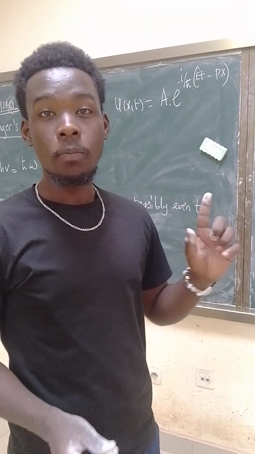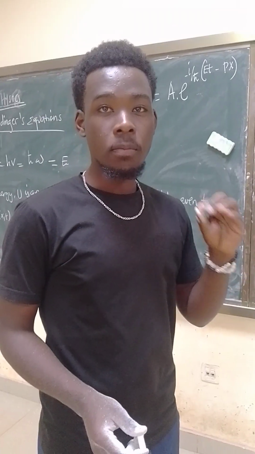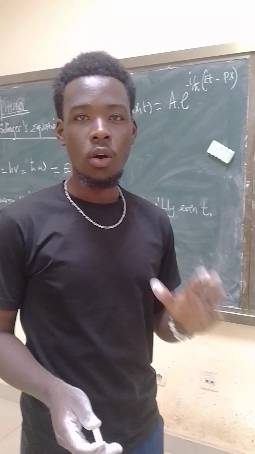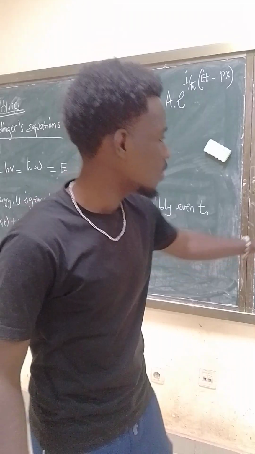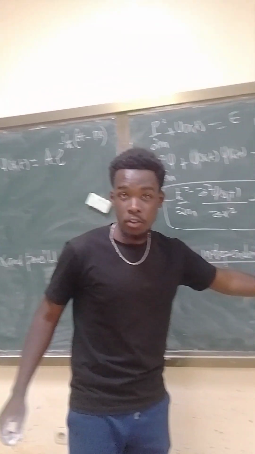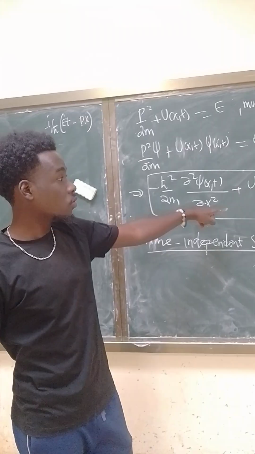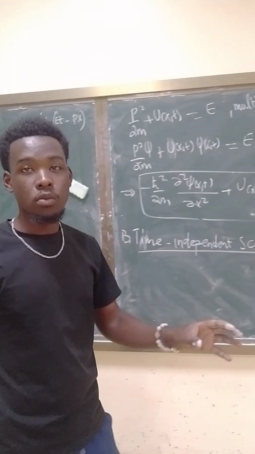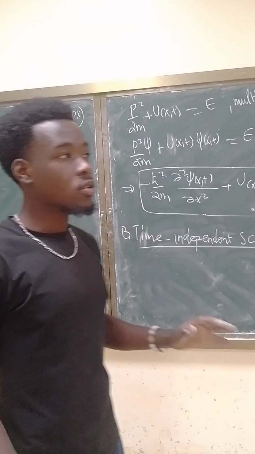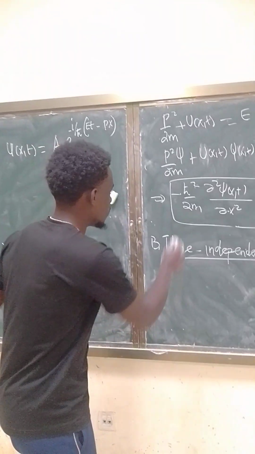In the previous video, we derived the time-dependent Schrödinger equation. Now we're going to derive the time-independent Schrödinger equation. So we need to start from the time-dependent Schrödinger equation. Then we proceed with the separation of variables.